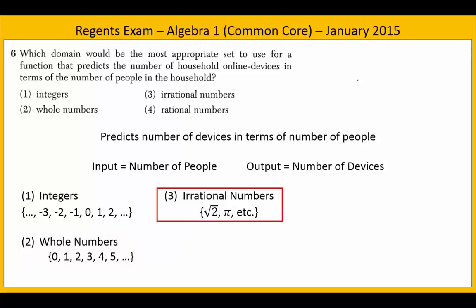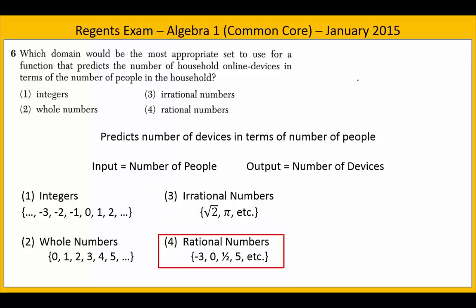Choice 3 says the irrational numbers. Examples of irrational numbers are the square root of 2, pi, etc. I don't know what pi people looks like or the square root of 2 people, so choice 3 doesn't make any sense. Choice 4 suggests the rational numbers.